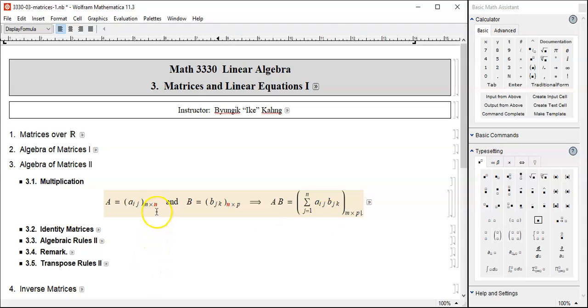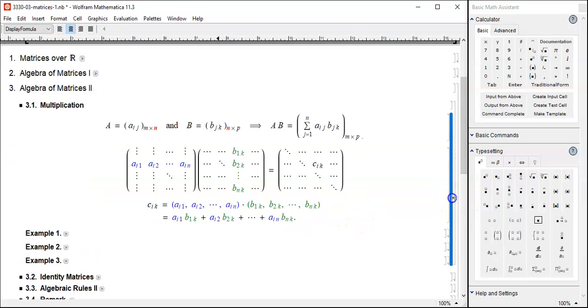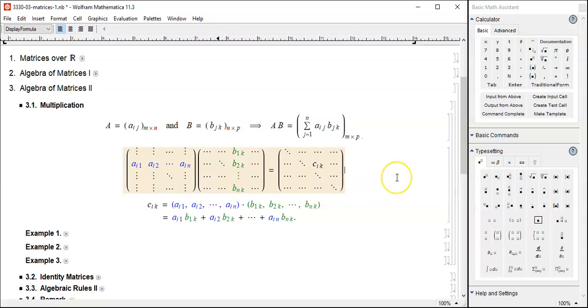Please note that I highlighted n here and there. They have to be the same. So we have m by n, n by p, m, n and p, the n's collide and disappear, and we have m by p. That's what we have, m by p. And how do they collide and disappear? Through this.